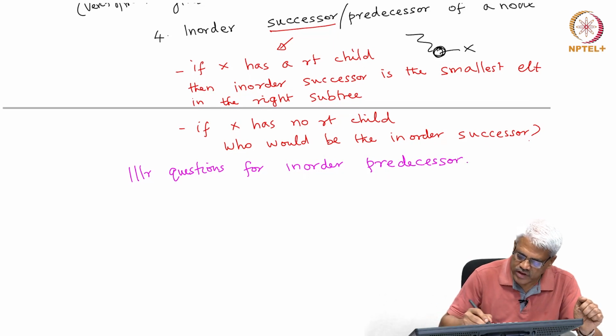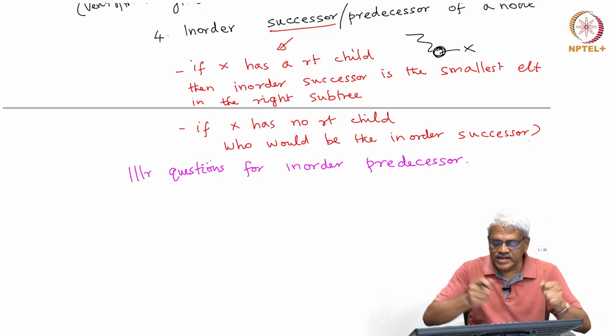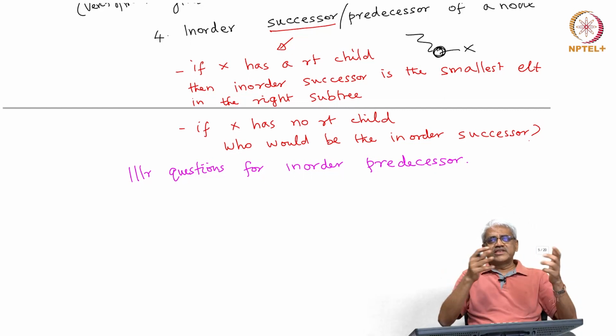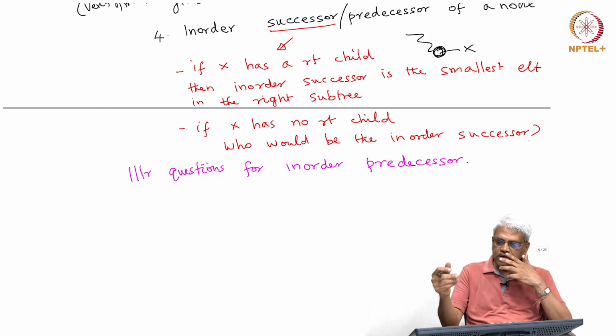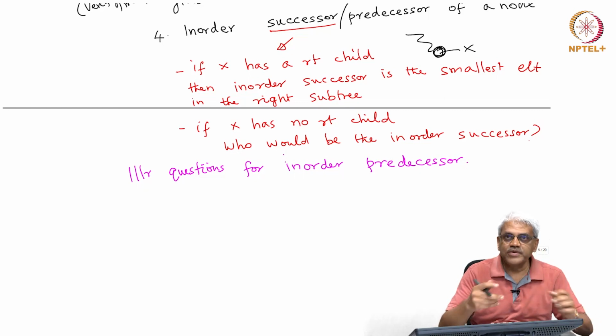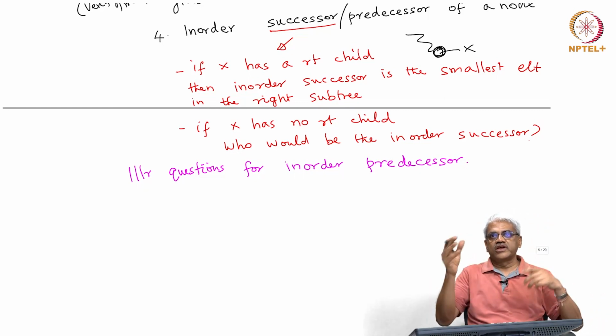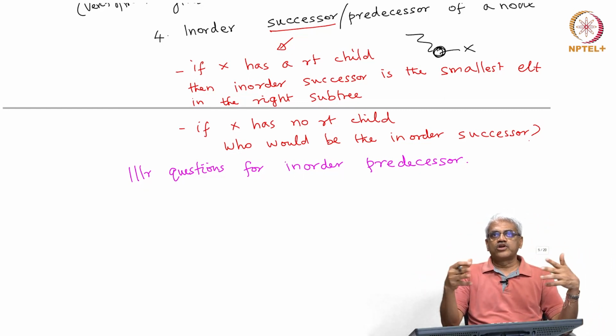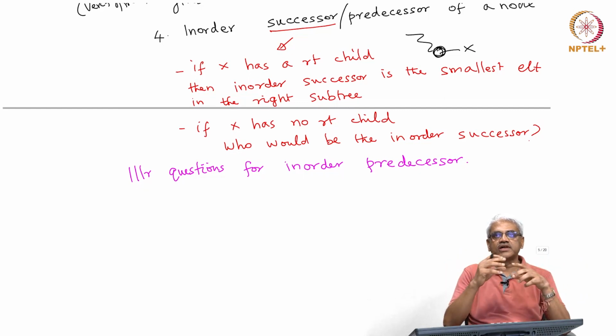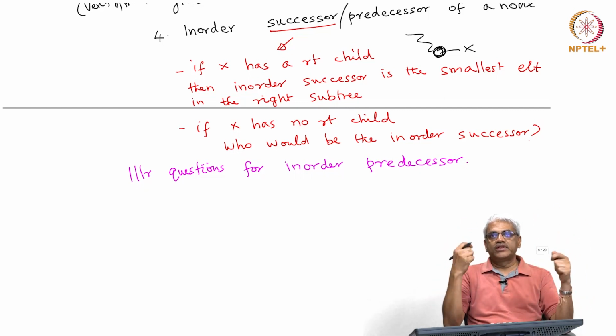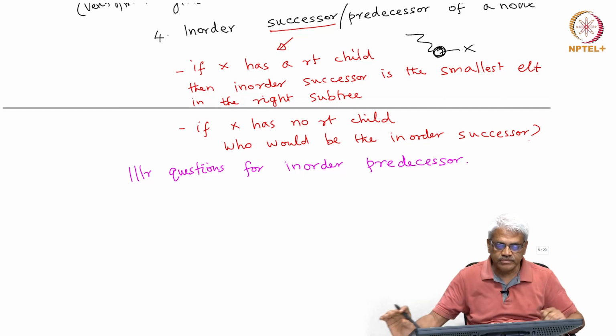Okay, something for you to think about. If a node has a left child, it's easy. But if it doesn't have a left child, who is the in-order predecessor? Do some examples of the search tree. Write down the sorted order. Look at the in-order predecessor and successor, and in the tree, who would be the predecessor and successor? Think about it.